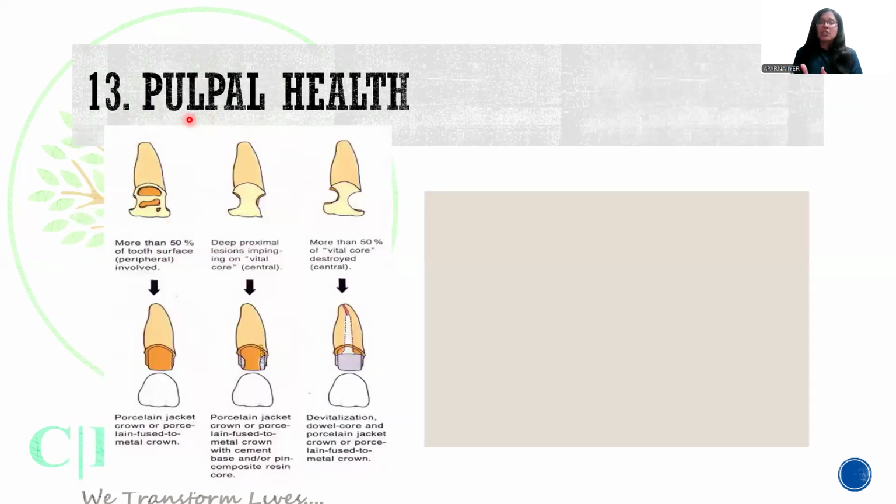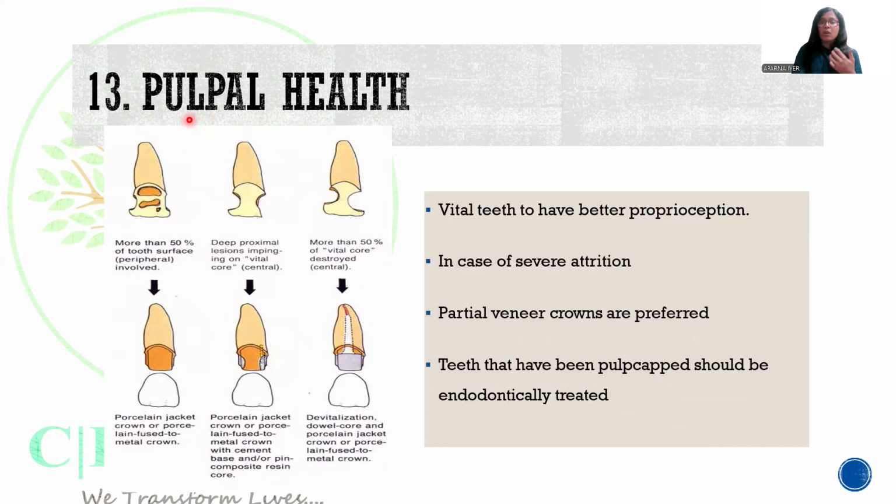So the endodontic status of the abutment teeth you have to assess when the patient comes to you. It has to be vital. You can do vitality tests. Now, the key rule here is to try to maintain the vitality as much as possible. If it is not possible, in situations wherein the core of the tooth is involved, wherein whatever lesion is there, carious lesion or fracture, etc., is involving the pulp, then it is better to go for a root canal. In case of severe attrition also, it's better to go for a root canal.